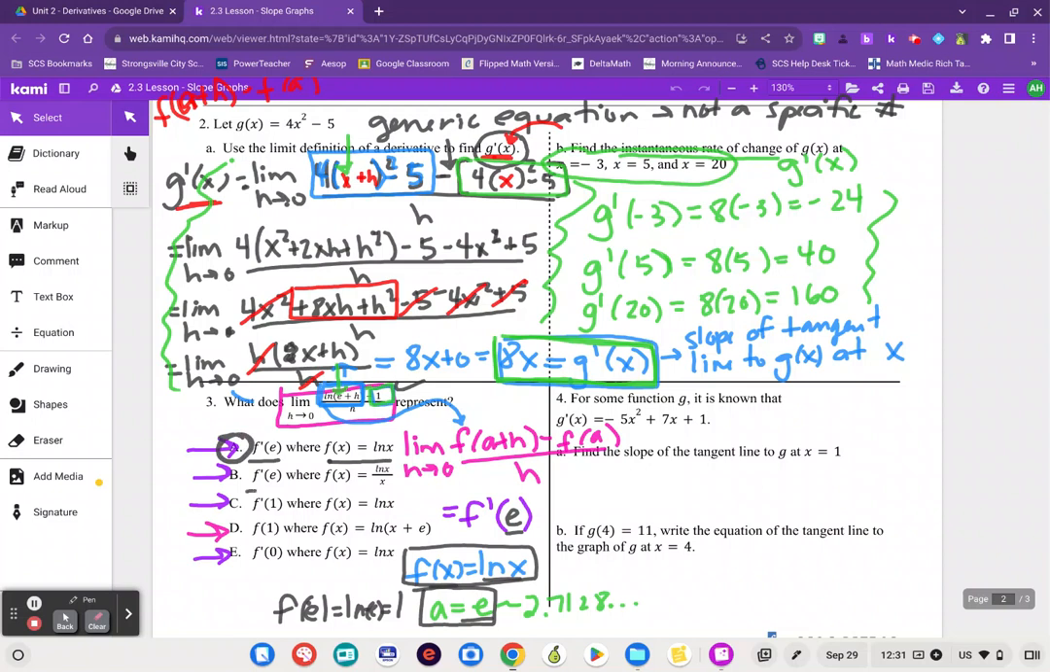This says find f prime of e, where the function's natural log of x divided by x. No, that's not right, or else I would see up here the reflection of natural log of e plus h divided by e plus h, and I don't see that.